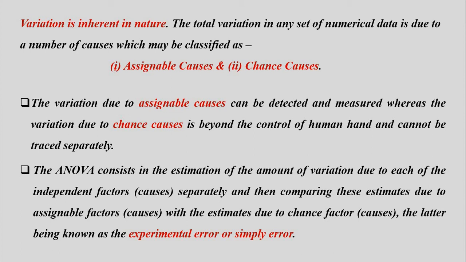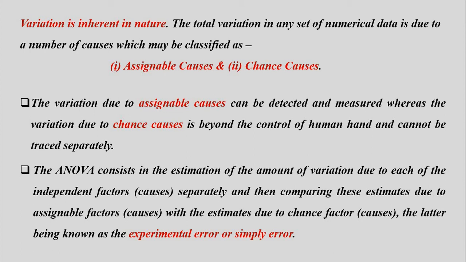Variation is inherent in nature. The total variation in any set of numerical data is due to a number of causes which may be classified as assignable causes and chance causes. The variation due to assignable causes can be detected and measured, whereas the variation due to chance causes is beyond the control of human hand and cannot be traced separately.